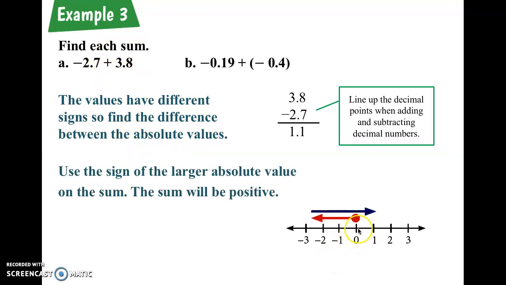If we were to model this on a number line, starting at 0, going down to negative 2.7, and then we're going to add to that 3 8/10. So we're going to move 3 8/10 units in the positive direction. And that's going to put us at 1 1/10.